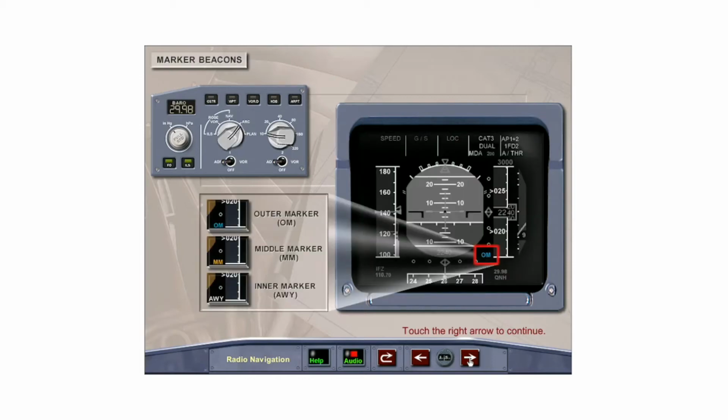One marker beacon is incorporated into the VOR1 receiver and is displayed on the Primary Flight Displays. The display will indicate the passage of the outer marker by a blue OM, with the middle marker being represented by an amber MM, and the inner marker by a white AWY.